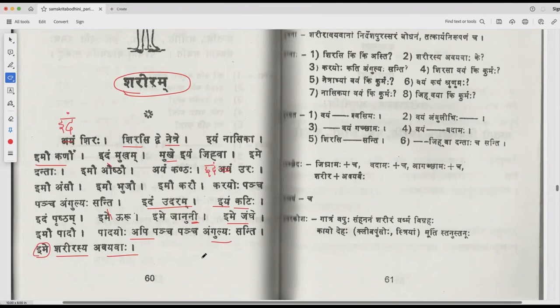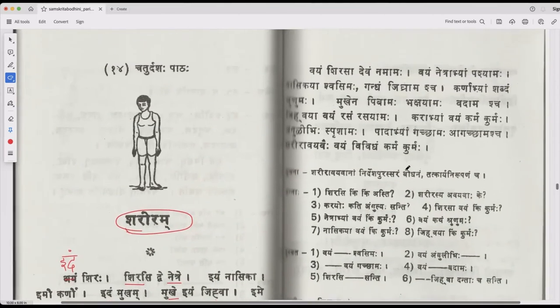Iyam nasika, ime nasike, imaha nasikaha. Ayam karnaha, imau karnau, ime karnaha. Idam mukham, ime mukhe, imani mukhani. So a game plan would be to take the Shabdamanjari, list out the basic words for akaranta pumlinga, strilinga, napumsakalinga, ikaranta pumlinga, strilinga, napumsakalinga, right? But only the prathama and dvitiya for the most part. We don't need saptami yet. Not yet. You can just leave it out.